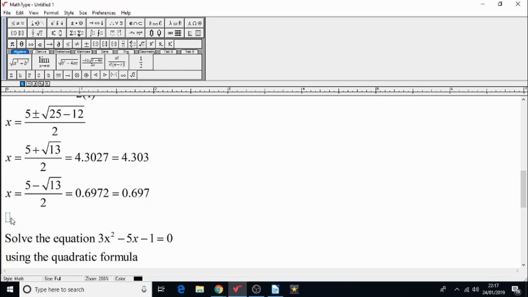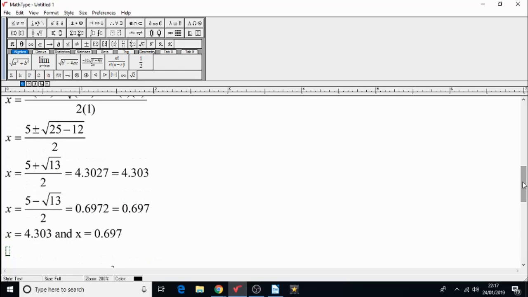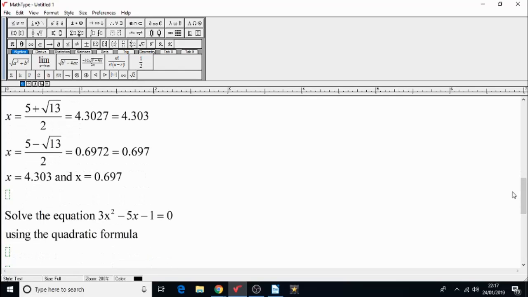Now you have your x values. So x is equal to 4.303 and x is equal to 0.697. And there you have solved your first quadratic equation using the quadratic formula. And we have put the solutions to 3 decimal places.